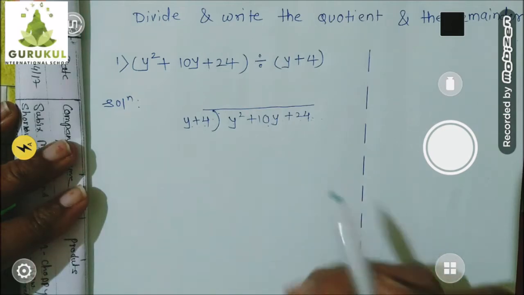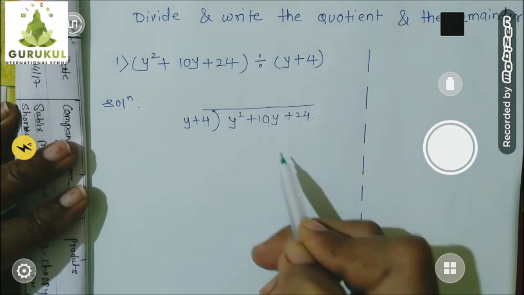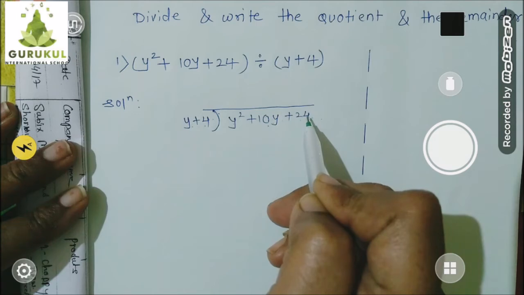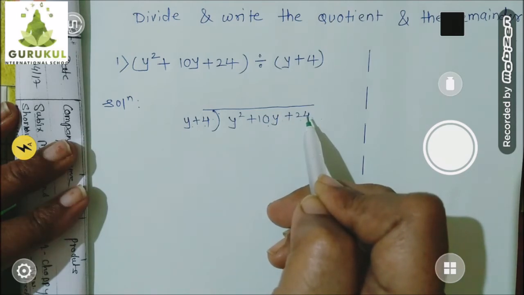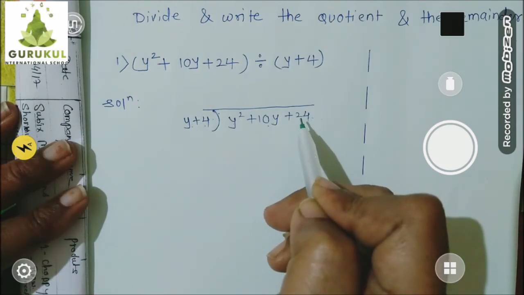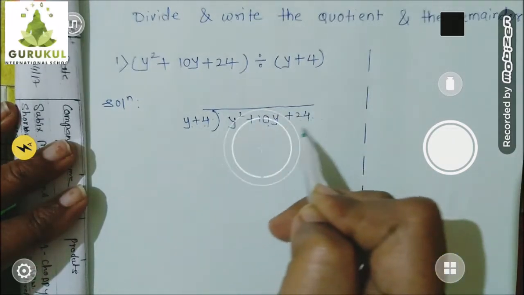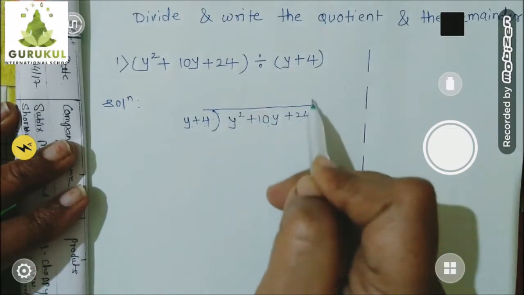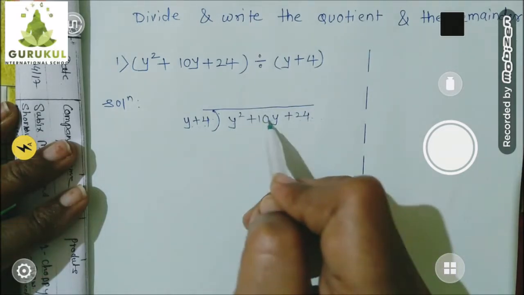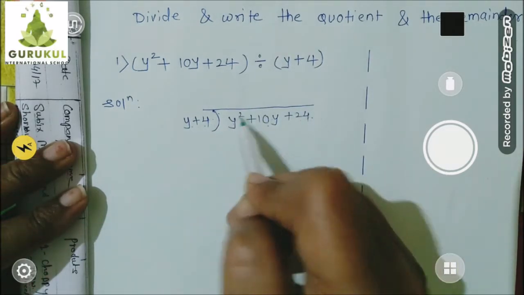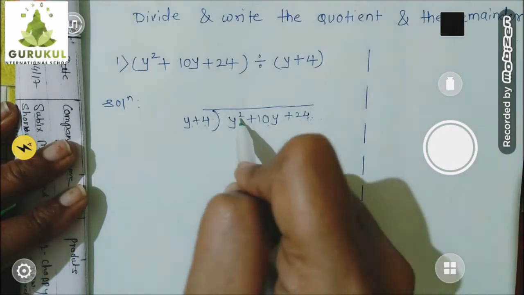Okay. Now while dividing, what to do? I already taught you, children, what the degree of a polynomial is. Degree of a polynomial means in that full polynomial, the highest power is called the degree. Here out of these three terms, if you compare their indices, the highest index is 2.